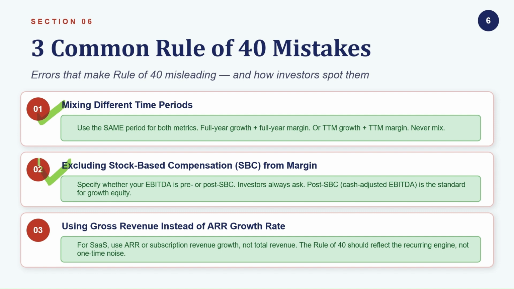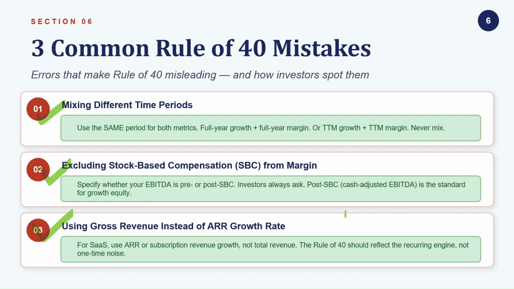Next one is using gross revenue instead of ARR growth rate. There is one difference between ARR and total revenue. ARR only includes recurring revenue, whereas total revenue can also include one-time revenue that we have got from a customer in the form of professional services or one-time setup. If you want to understand ARR in more detail, please check out the video in the info tab above, which you can see right now.